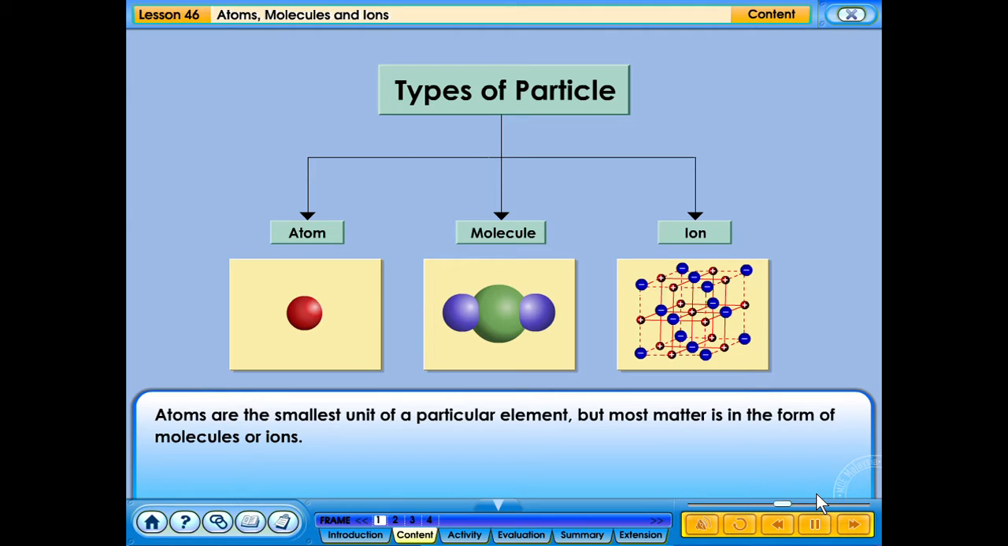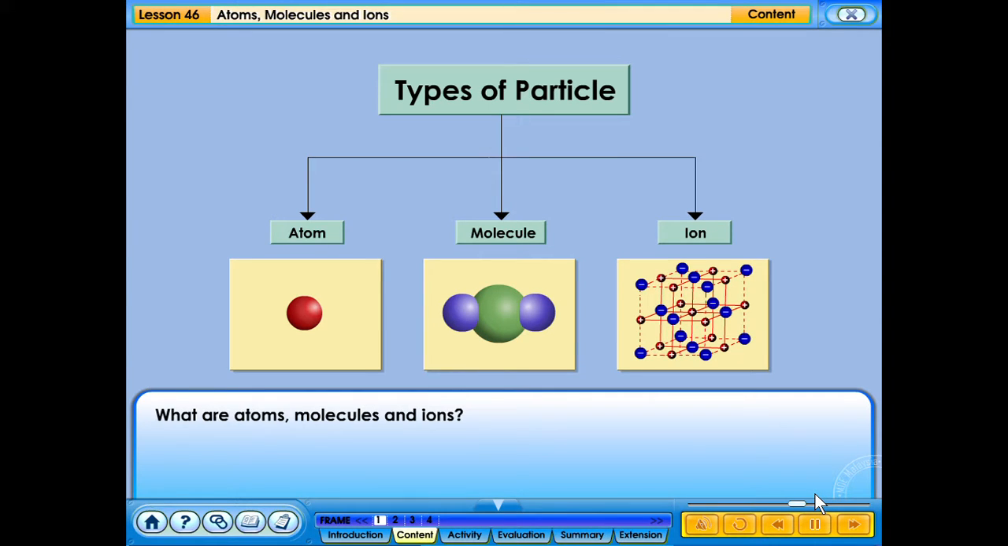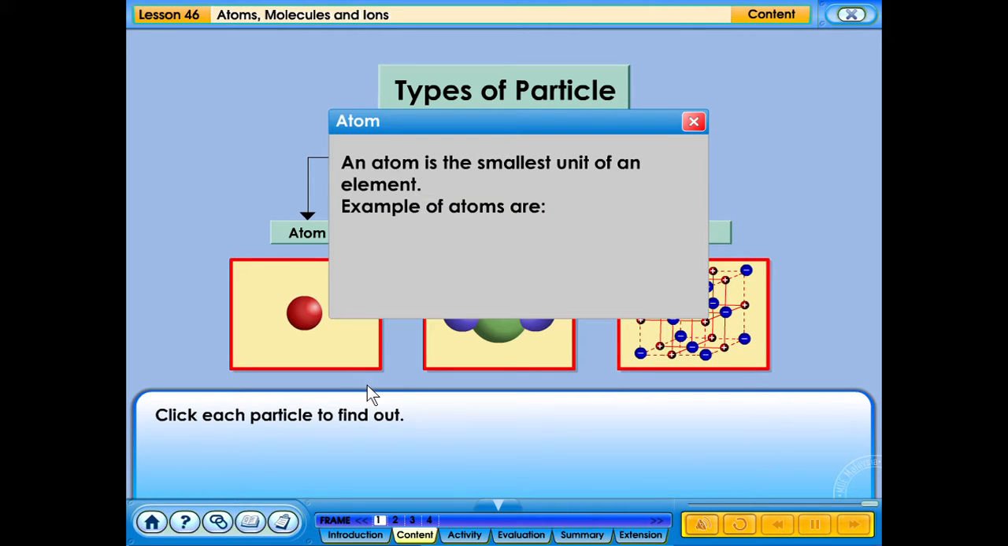What are atoms, molecules, and ions? Click each particle to find out. An atom is the smallest unit of an element. Examples of atoms are A. Zinc, B. Copper, C. Gold.